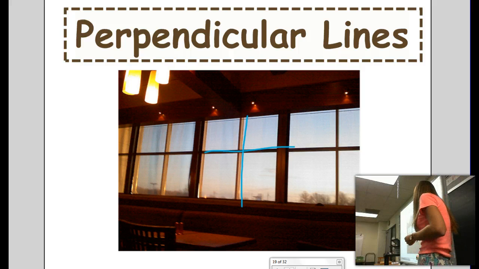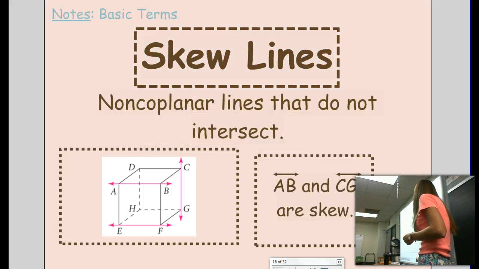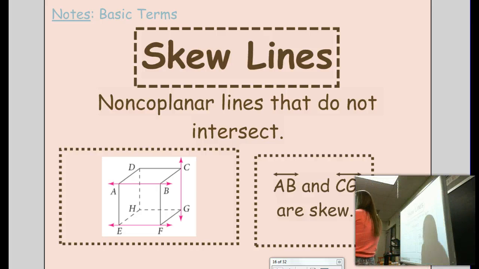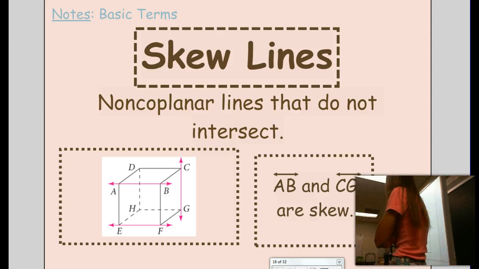All right, let's go backwards, since Miss Tanton messed us up, and let's go to skew. Is this a new word for you? It was new for me, skew. It doesn't have an R in it, just skew. Those are non-coplanar lines that do not intersect, and I bet you're saying, that makes no sense to me. That means nothing to me, non-coplanar lines that do not intersect, so I'm going to hopefully help you out a little bit. I'm going to let you write this down first.